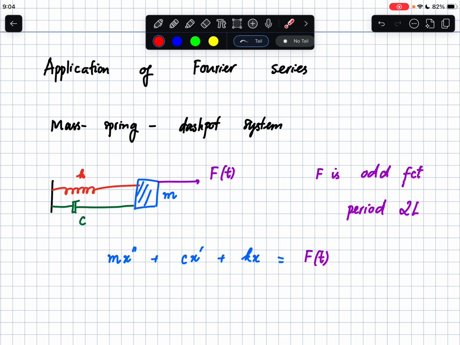So the ODE we have is mx'' + cx' + kx = f(t), where f(t) is the external force. In our case, it is a periodic function with period 2L. In this example, I consider the case where f is odd. We can do it similarly for f even, or we don't even need that condition, we can use the full Fourier series. But to make it simple, I do it for an odd function.